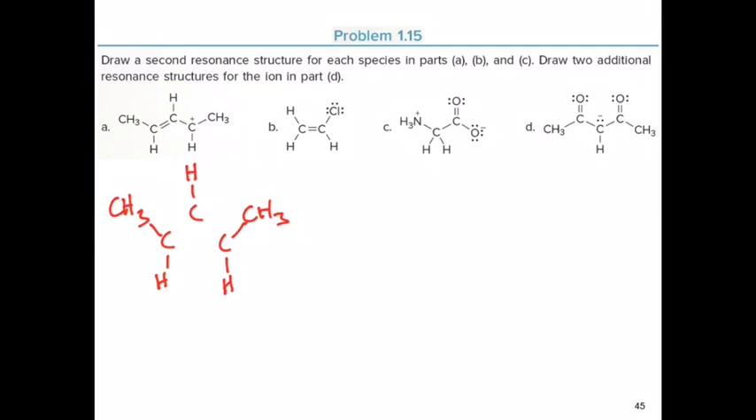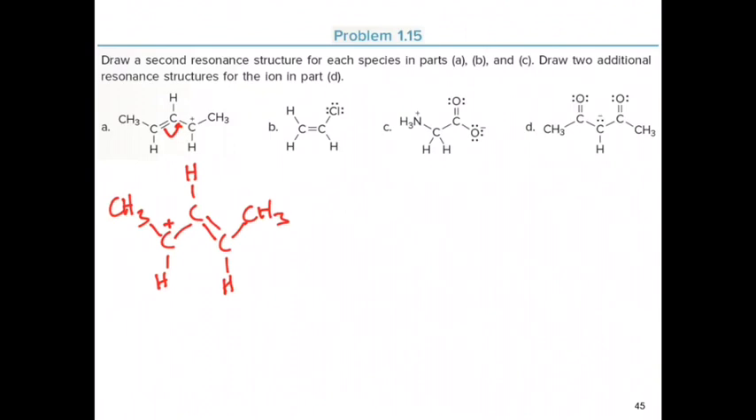So we know that this is electron deficient because of the positive charge. That means that a bonding pair from the double bond can move to this side of the carbon. And so this goes over here. So now we have a single bond here and a double bond here, and this renders this carbon a positive charge. All right, so that's part A.